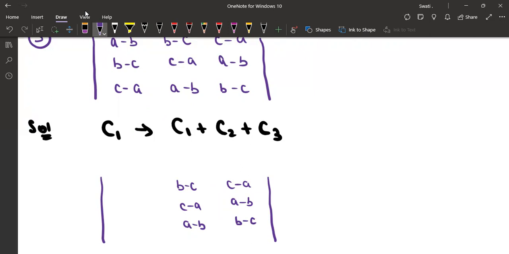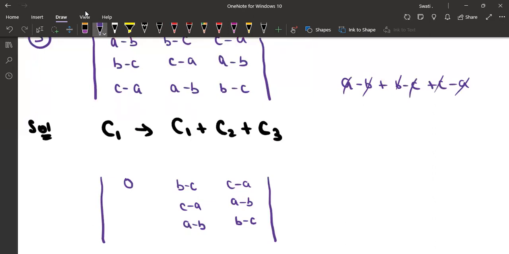Now the first column is going to be C1 plus C2 plus C3. So let's do the first column as C1, that means A minus B, plus C2, that means B minus C, and then plus C3, that is C minus A. So clearly you can see A will get cancelled, minus B plus B will get cancelled, C minus C plus C will get cancelled. That means the answer is 0.